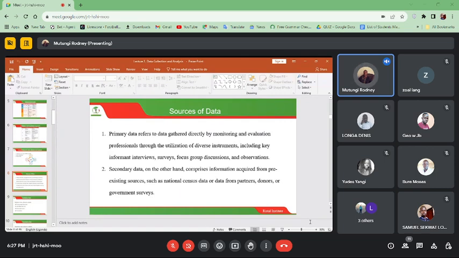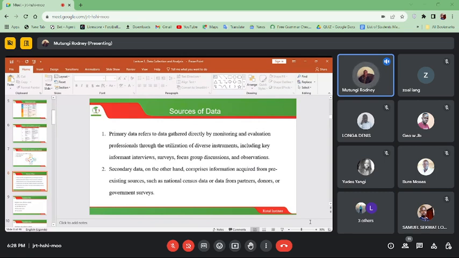For example, if you want a baseline number, and you do not have the resources to go into the community or the target population to collect the data, you can always use these secondary data sources to get that information. So that is how different it is.